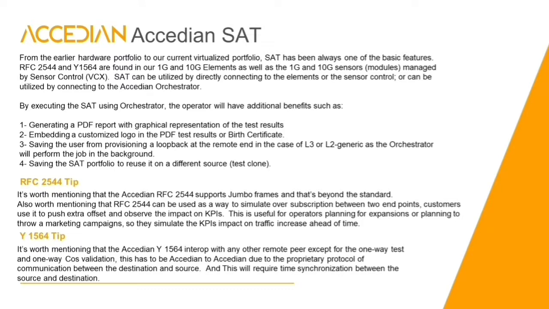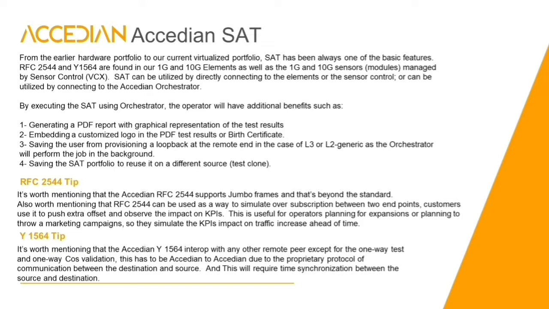Also worth mentioning that the RFC 2544 can be used in a different way, in which we can use it to simulate oversubscription between two endpoints. So customers who wish to plan for expansions or marketing campaigns can simulate the impact of the extra traffic on their KPIs by using RFC 2544 from Accedian. While the elements and the modules are already passing normal traffic, they can add additional offset traffic on top, and at the same time observe the impact on their measured KPIs. It's also a very useful feature.